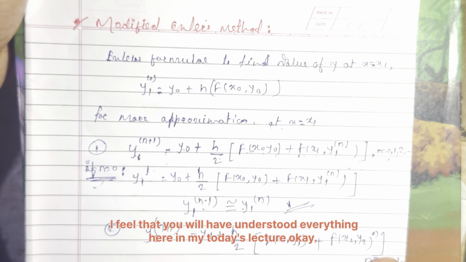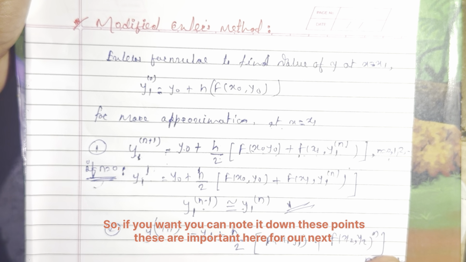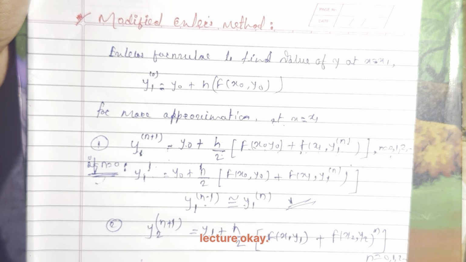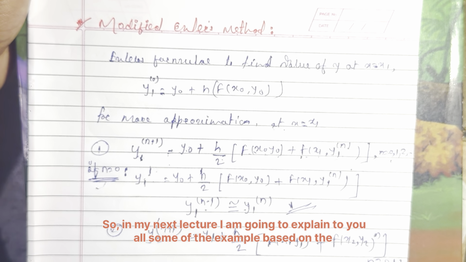I feel that you have understood everything in today's lecture. If you want, you can note down these points. These are important for our next lecture. So that's it for today's lecture, guys. In my next lecture, I'm going to explain some examples based on the modified Euler's method.